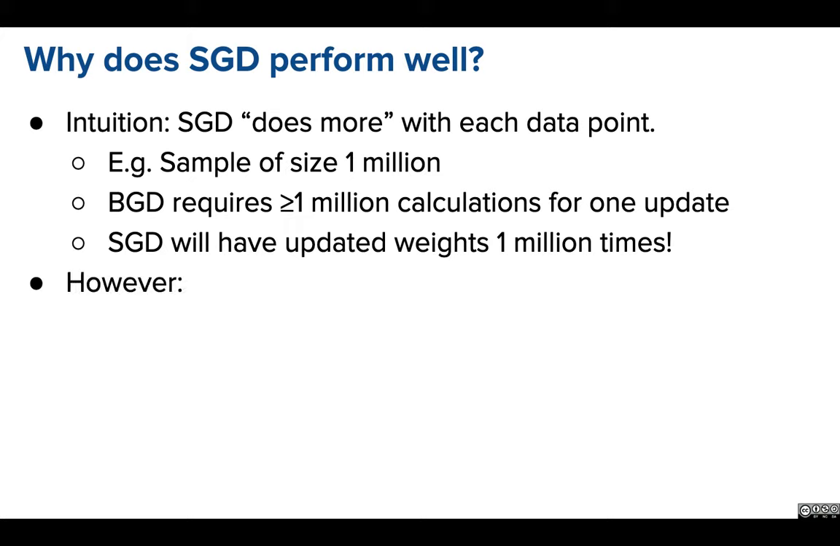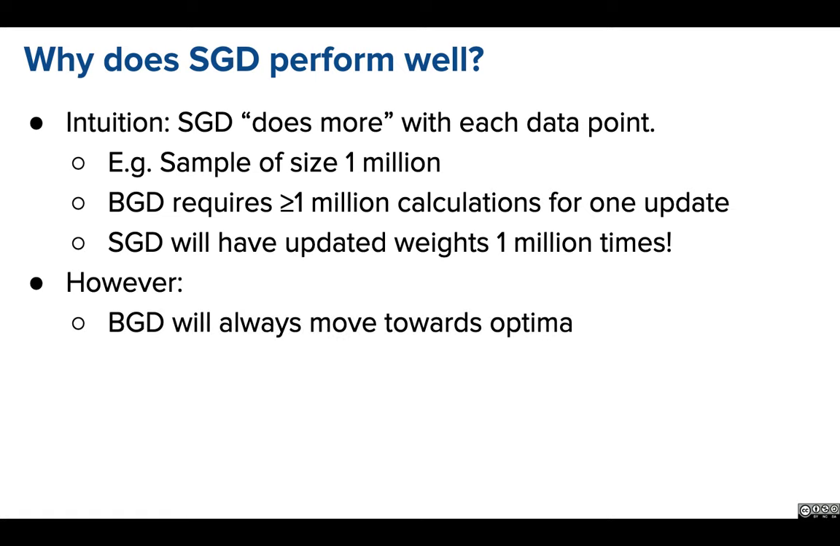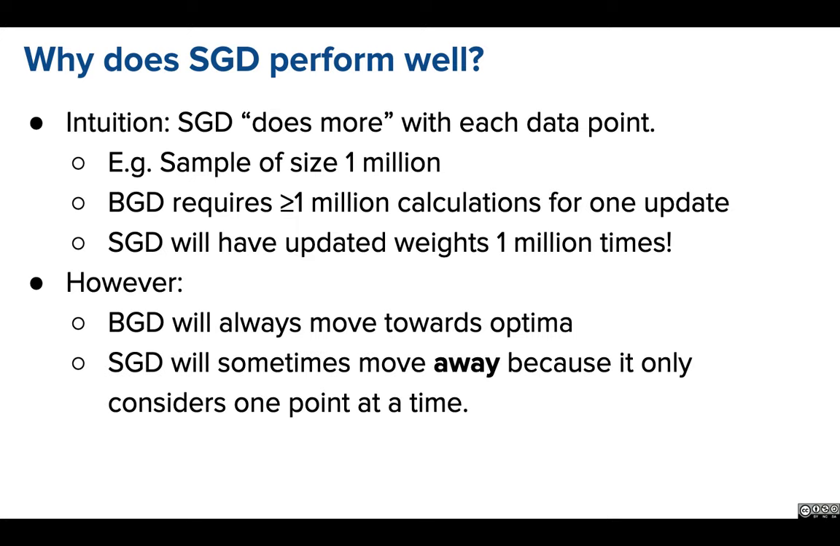Okay, but you do have to know that batch gradient descent will always move towards the optimum. It'll always move in the direction of lower loss, whereas stochastic gradient descent will sometimes move away because it only considers 1 point at a time, as I showed you on the demo.